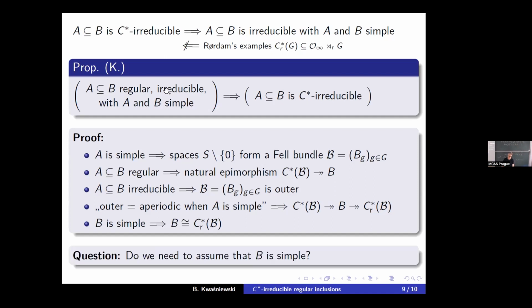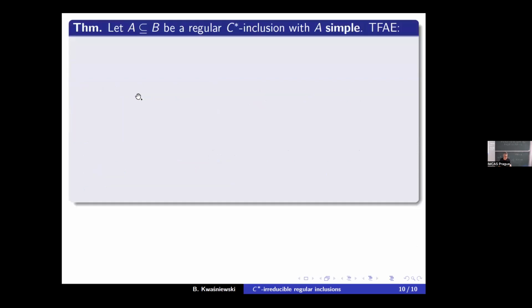Okay, so I don't know whether I can reduce this assumption of simplicity of B, but I'm not sure. So this is the last slide. I come back to my main theorem. These are some of the properties I mentioned. So once again, I have a regular C*-inclusion with the small algebra being simple, then the following conditions are equivalent, well, this is what I explained now.